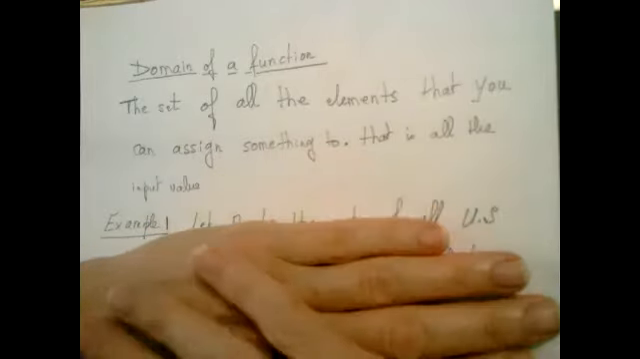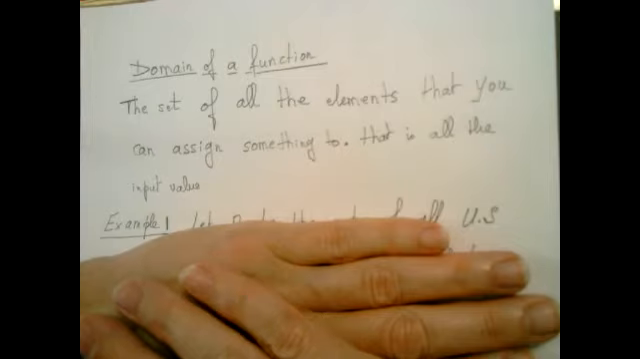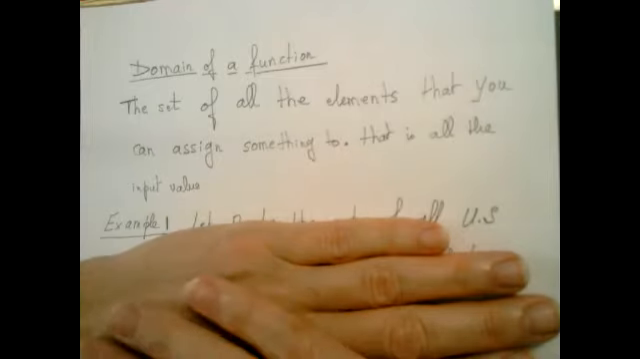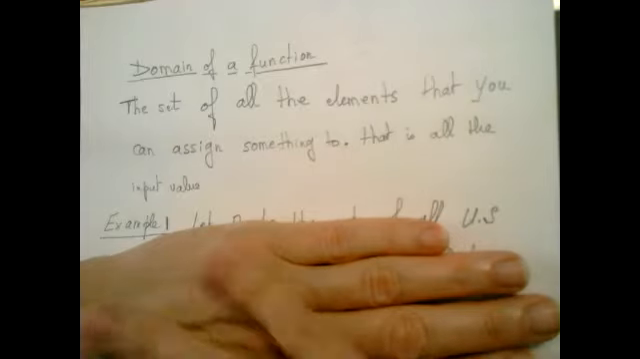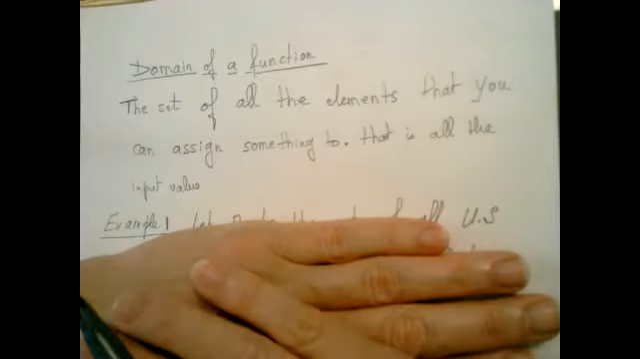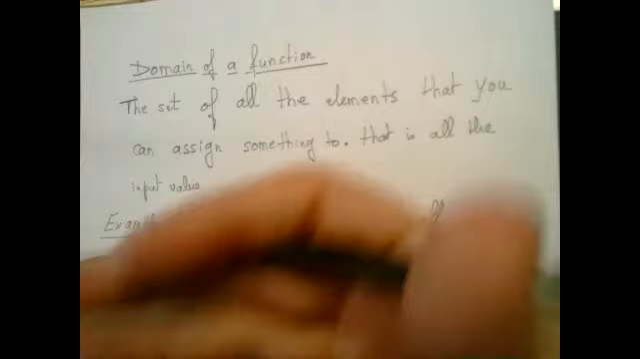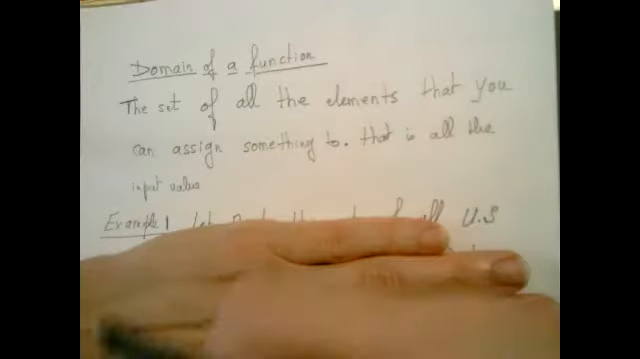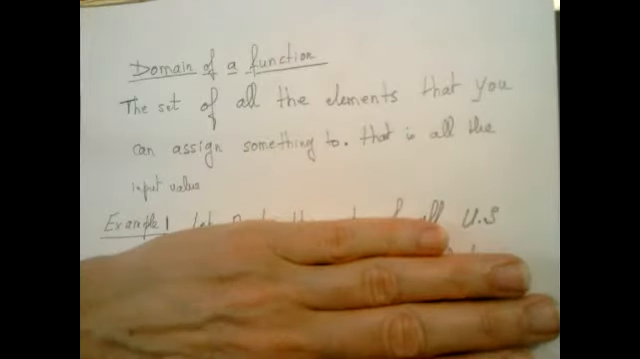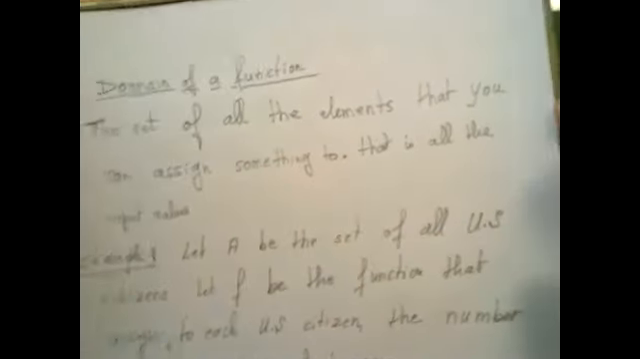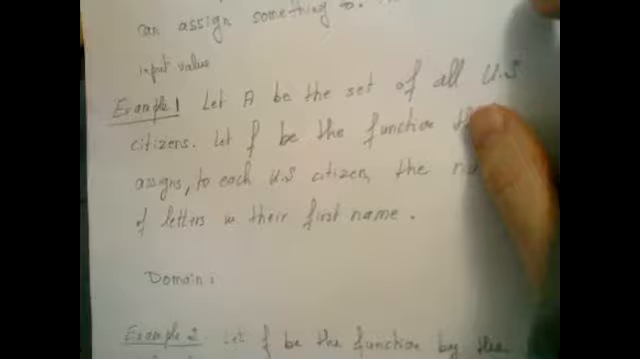So what's the domain of a function? The domain is the collection of all the elements that we assign something to. In other words, the domain is nothing more than all the input values. And the problem will give you the domain, at least for the beginning. The domain is nothing more than the input value. So let's see an example of that.